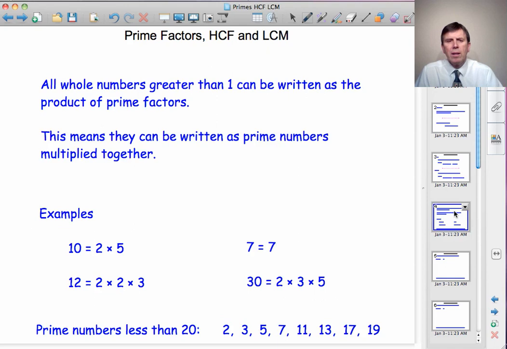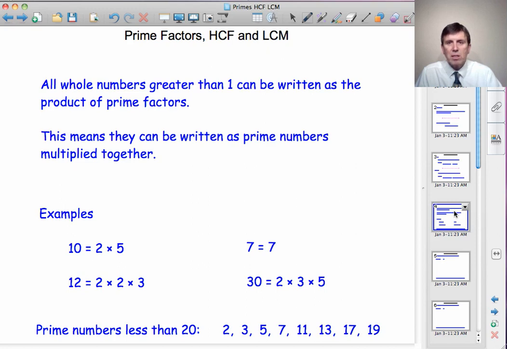Now then, it turns out that all whole numbers greater than 1 can be written as the product of their prime factors. Now what does product mean? Product means multiply together. So this just means that numbers can be written as prime numbers multiplied together. Let's illustrate that with some examples. 10 is 2 times 5, and both 2 and 5 are prime numbers. 12 can be written as 2 times 2 times 3. 2 times 2 is 4, times 3 is 12. And again, 2 and 3 are both prime numbers.